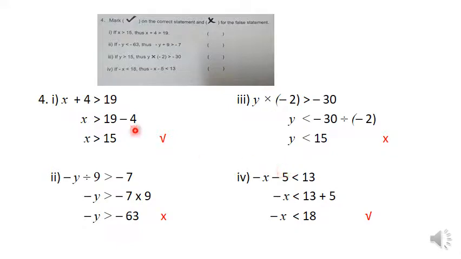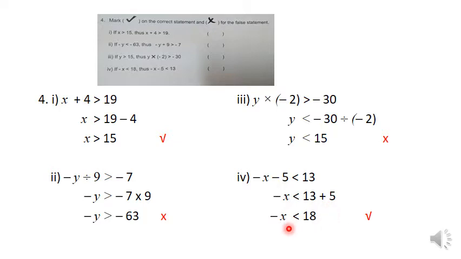Last one. If negative x is less than 18, thus negative x minus 5 is less than 13. You take this one first and then you write, and then you try to move negative x, negative x. Negative 5 you move become positive 5. And then the rest same, just bring down. So now you can find your answer, negative x, and then 13 plus 5, 18.